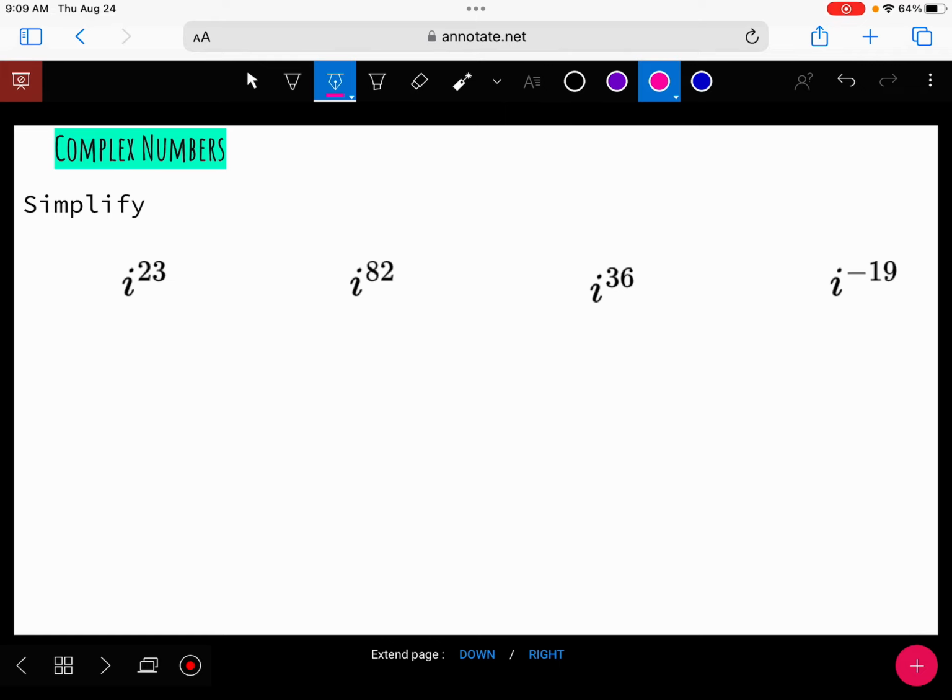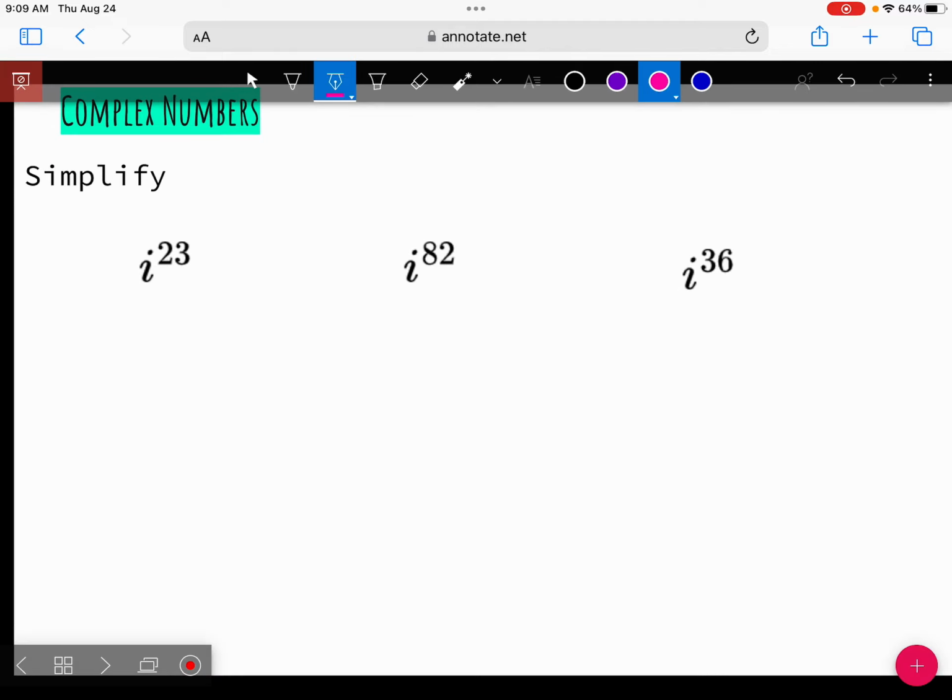Okay, so we're going to simplify this. Remember, i to the fourth equals 1. So I want to pull out as many 4s as I can before I have to deal with the rest. So I could rewrite i to the 23rd as i to the 20 times i to the 3rd, right? Okay on there? The reason I want to do that is because i to the 20 I can put as i to the 4th 5 times. Times i to the 3rd, right?